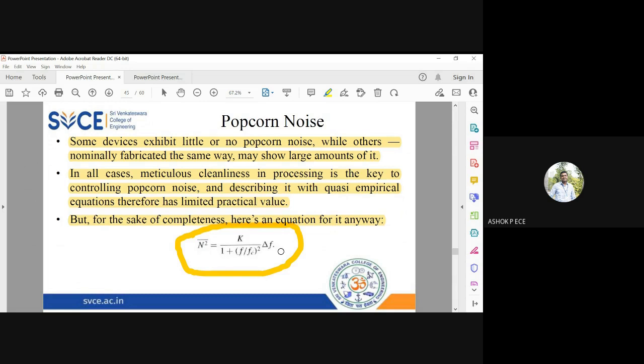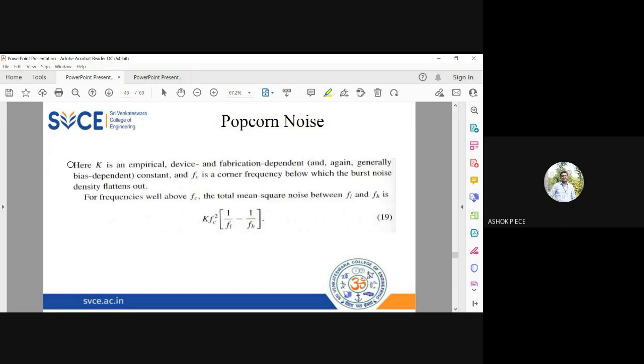So high frequency operation will completely reduce your popcorn noise. That is one advantage you have when you go for wireless communication where you work with megahertz and gigahertz. This popcorn noise will almost become negligible. And here also K is an empirical device parameter, and it depends on the fabrication methodology. And Fc is a corner frequency below which the burst noise flattens out. Flattens out means it becomes constant.